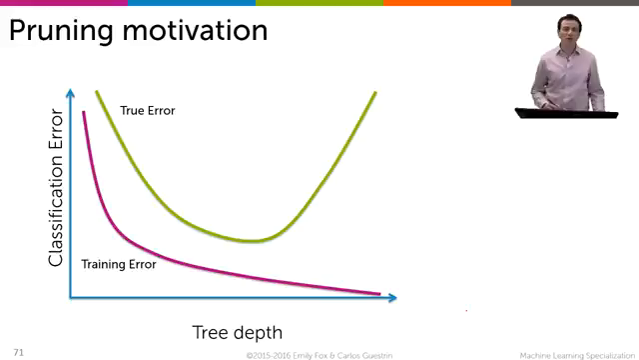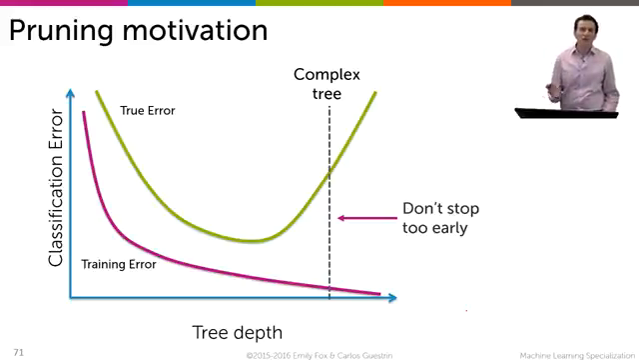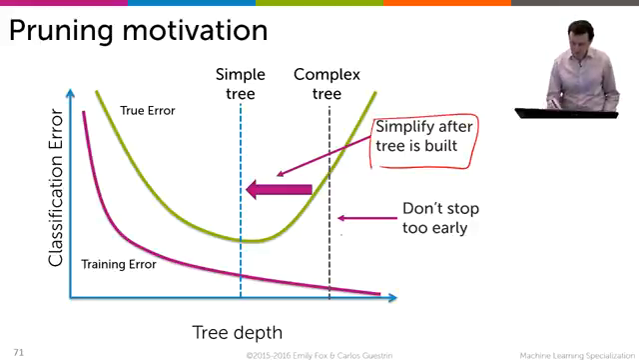So here's a kind of a motivational picture. You might end up with a complex tree if you don't stop too early. And you can imagine trying to come up with some fancy way to stop earlier, but instead of doing this, you just go a little too far. And then we're going to backtrack. So we're going to start from this complex tree and we're going to simplify it until I get a reasonable tree that has maybe higher training error, but it has better true error.